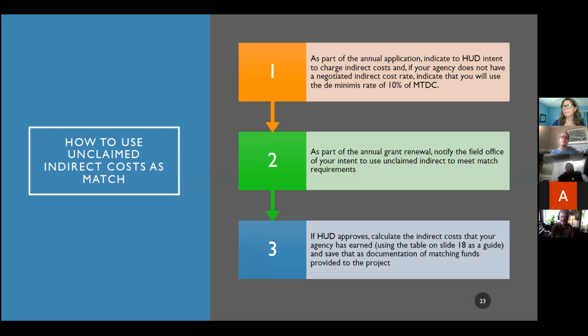So these are just the steps that I just walked you through, so I don't need to go over this again. Again, probably not too many circumstances where we're going to be using these indirect costs as match, but it's something to be aware of. And remember, it has that limitation of requiring that advance HUD approval prior to doing it.